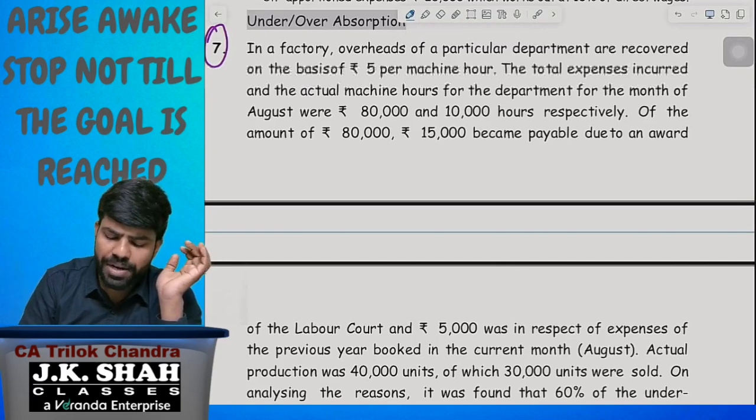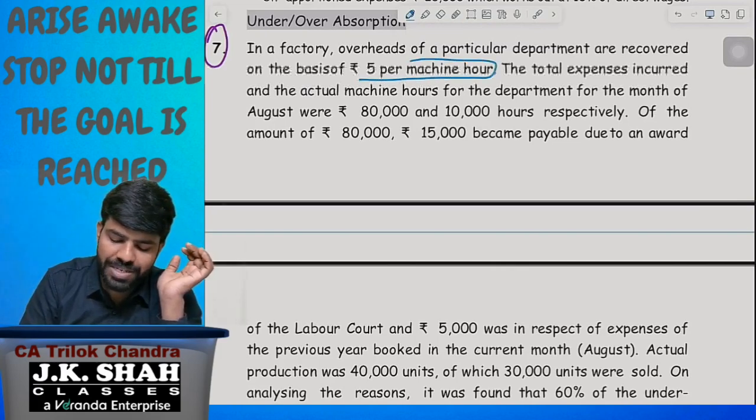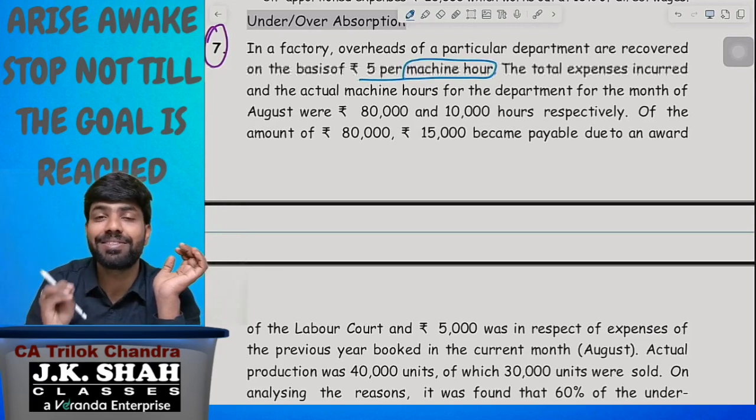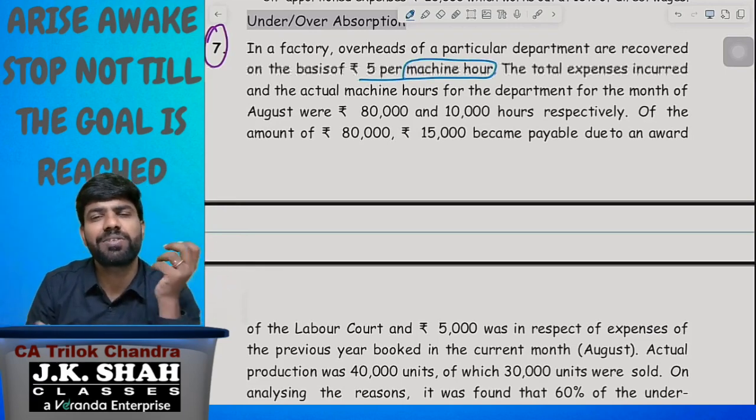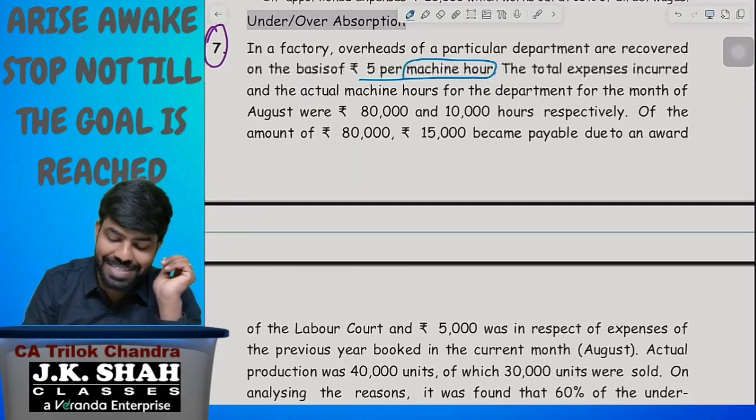In a factory, overheads of a particular department are recovered on the basis of 5 per machine hour. So, machine hours is the base quantity. In the example I discussed, I took labor hours. Here they have machine hours. That's fine. The total expenses incurred. The word incurred says actual. The total expenses incurred and the actual machine hours for the department for the month of August: incurred overheads is 80,000. Actual machine hours is 10,000.